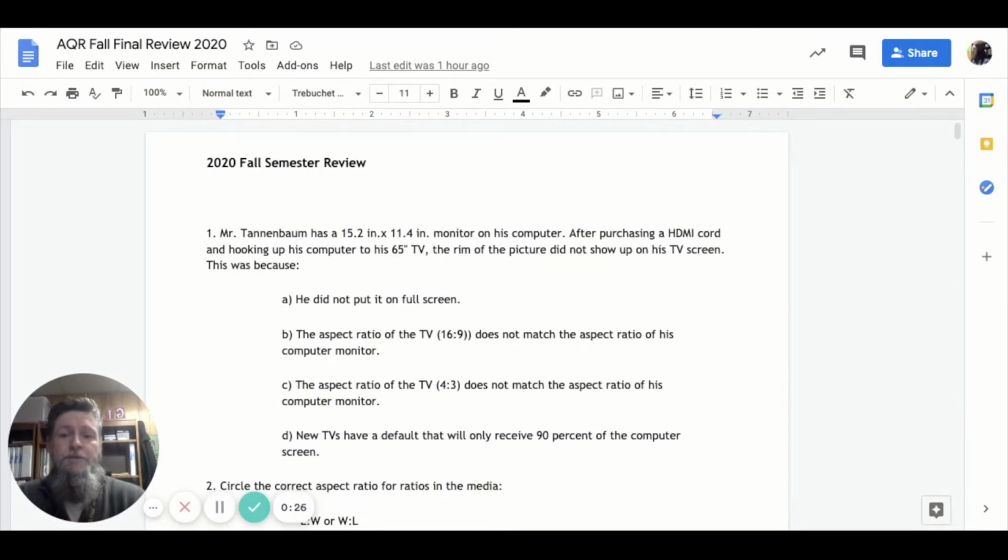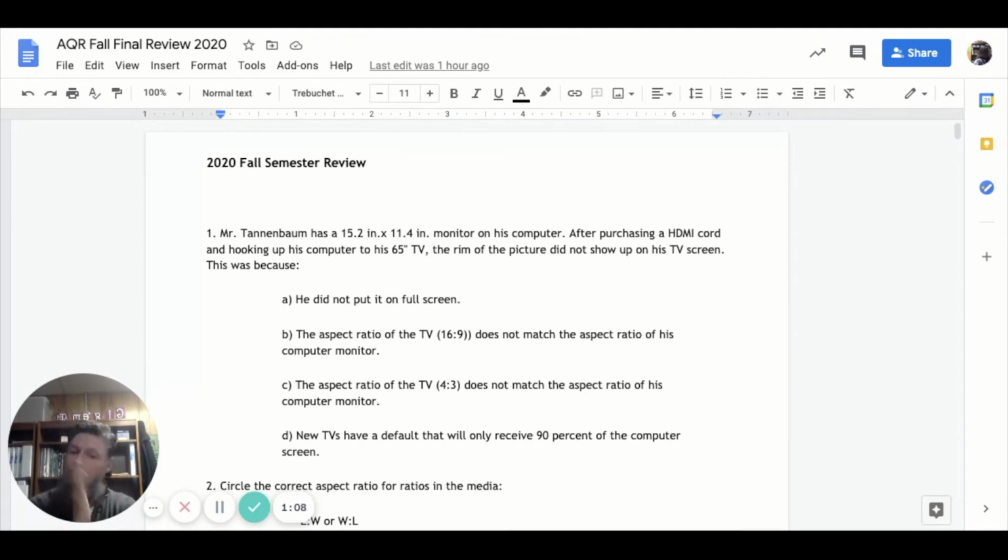Question 1. Mr. Tannenbaum has a 15.2 by 11.4 monitor on his computer. After purchasing an HDMI cord and hooking up his computer to a 65-inch TV, the rim of the picture did not show up on his TV. This was because A, he did not put it on the full screen. B, the aspect ratio of the TV, 16:9, does not match the aspect ratio of his computer monitor. C, the aspect ratio of the TV, 4:3, does not match the aspect ratio of his computer monitor. Or D, new TVs have a default that will only receive 90% of the computer screen.